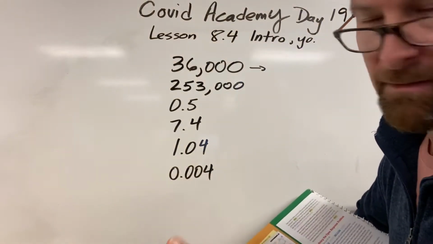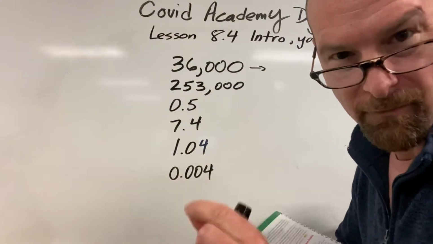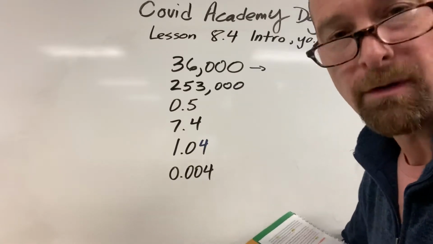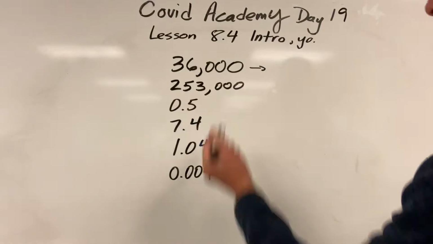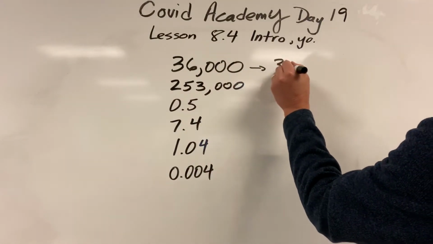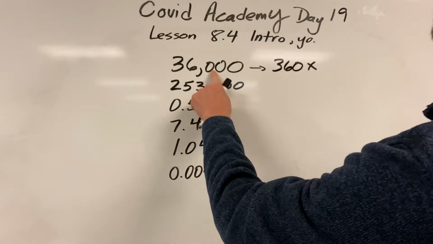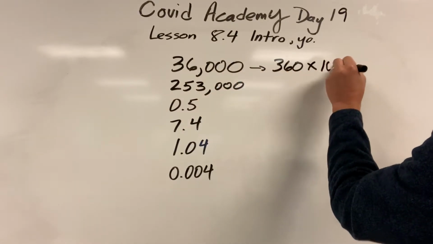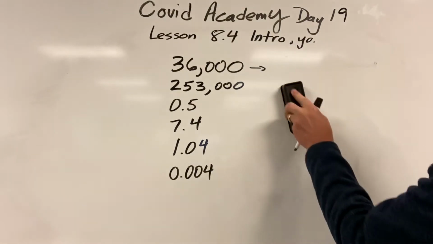It's not that hard. Rewrite these numbers using multiplication or division and a power of 10. Wait, what? Okay, watch me do the first one. You can't do this as your answer for the first one. So 36,000. So I could do it as 360 times, this 360, the decimal will be there. Right now it's there, so 1, 2. So I could say times 10 to the second. That would work.